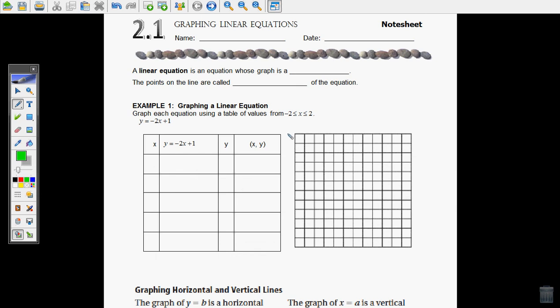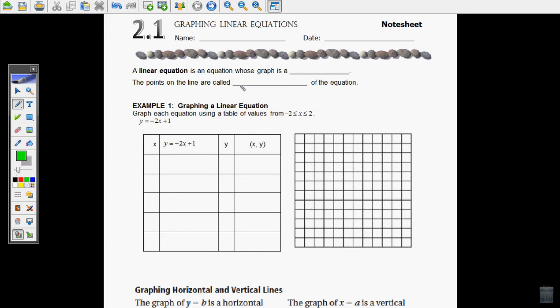Hello, hello, chapter 2. You have made it. Congratulations. We are now looking at these linear equations in a different way. We are going to be graphing them. We're not talking about number lines, we're talking about coordinate planes. So, let's get to it.